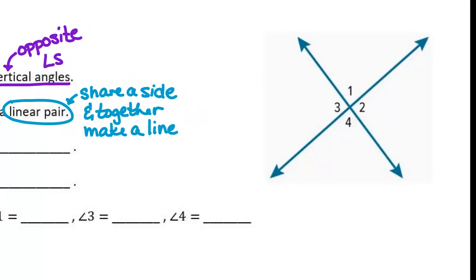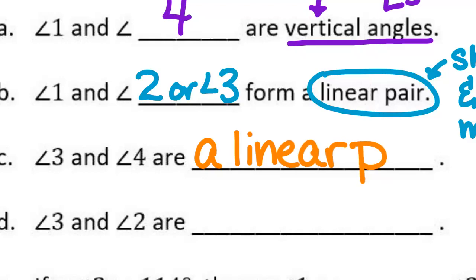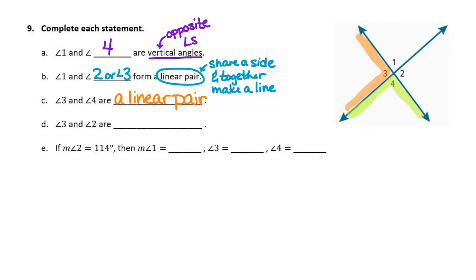All right, angle 3, this angle right here, and angle 4, this angle right here. What's the name for that special pair? A linear pair. All right, angle 3 and angle 2. This angle over here, what's the name for that pair? Those are vertical angles.